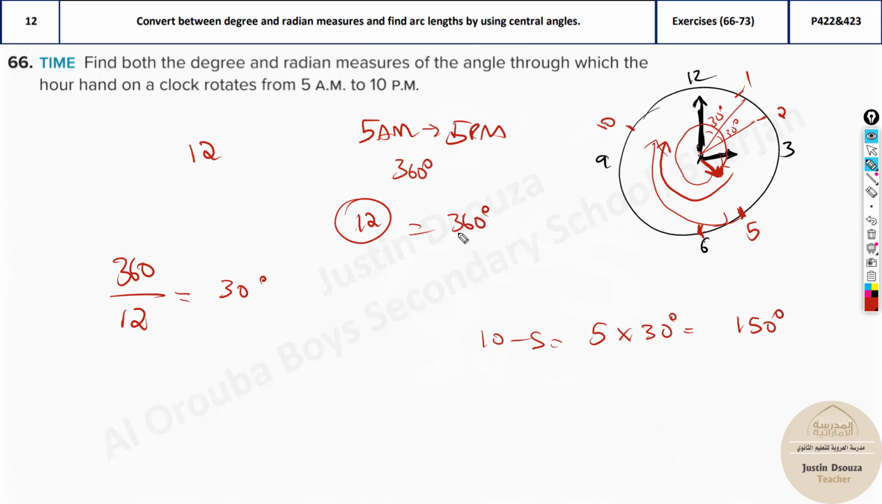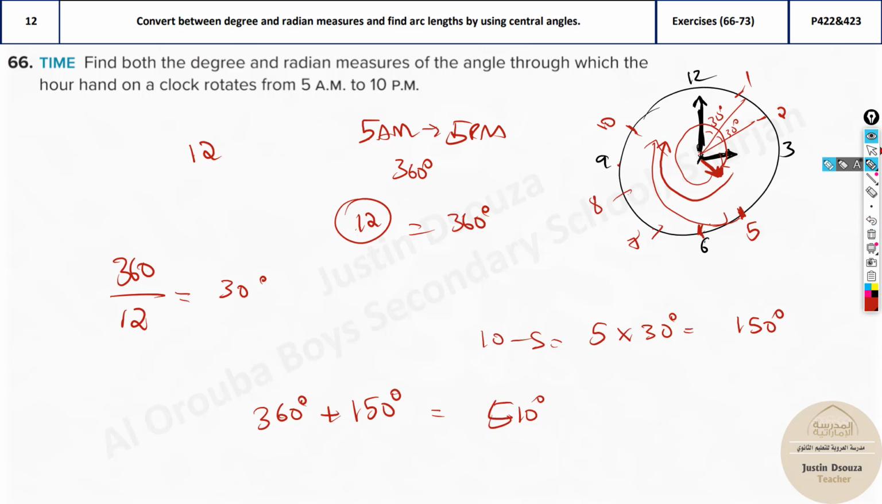So just add 150 to 360, because 5 a.m. to 5 p.m. is 360 degrees plus the remaining 5 hours, 5 p.m. to 10 p.m., which is 150 degrees. Or you can keep adding over here: 30, 60, 90, 120, 150. So the answer would be 510 degrees. That will be the final answer, 510.